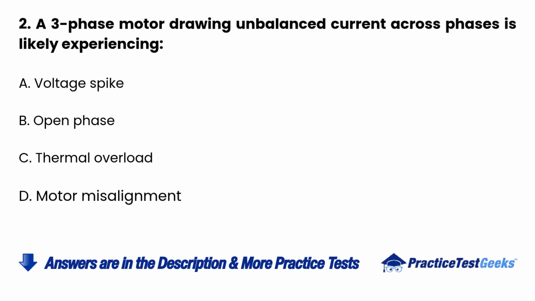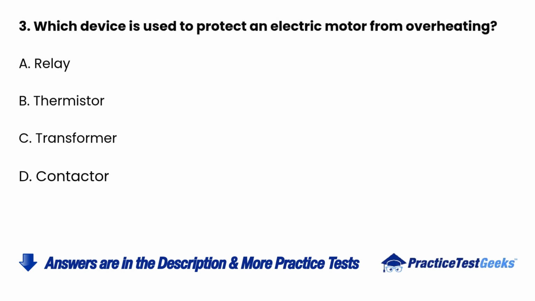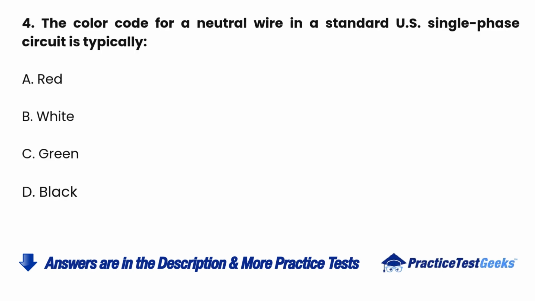2. A three-phase motor drawing unbalanced current across phases is likely experiencing A. Voltage spike. B. Open phase. C. Thermal overload. D. Motor misalignment. 3. Which device is used to protect an electric motor from overheating? A. Relay. B. Thermistor. C. Transformer. D. Contactor.